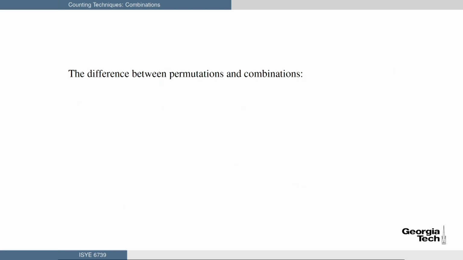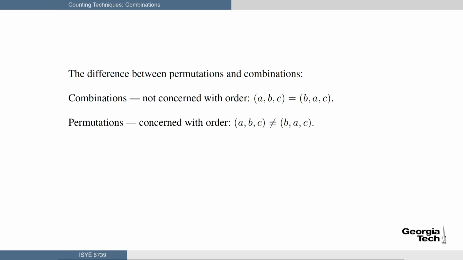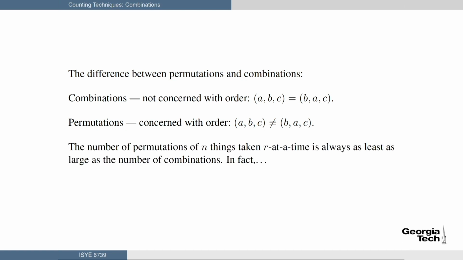So here's the difference between permutations and combinations. Combinations, like I've just said a few times, are not concerned with order. So {A, B, C} equals {B, A, C}. I suppose I could write that in set notation so it would really be mathematically true. Permutations are concerned with order. In this case, ABC does not equal BAC. The number of permutations of n things taken R at a time is always at least as large as the number of combinations, and that's because permutations are concerned with order, combinations are not.